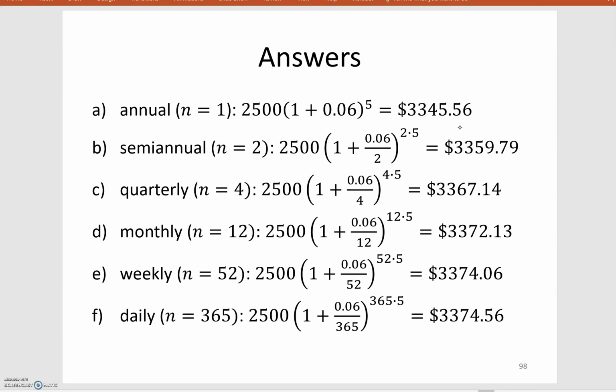Notice also that as we step through these, we are increasing the number of compounding periods per year. And as we increase that N value, what happens to our outcome of the account? Well, it gets bigger. But it also gets bigger, less bigger, right? So when we jump from weekly to daily, we only have a 50-cent growth. But when we go from annual to semi-annual, we've got about $15 of growth. So that's significant.